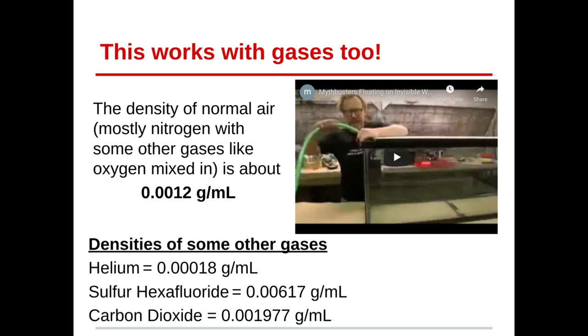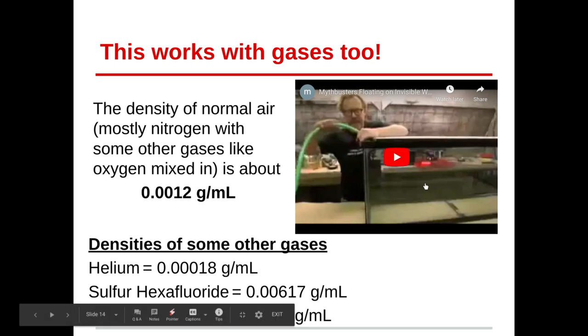And then carbon dioxide is a trick that I'm going to show you. That's a little bit more dense than air. Instead of 0.0012 for normal air, carbon dioxide is 0.0019, even maybe 0.002 grams per milliliter if we round. So let's watch the video and then I will show you the cool trick here.